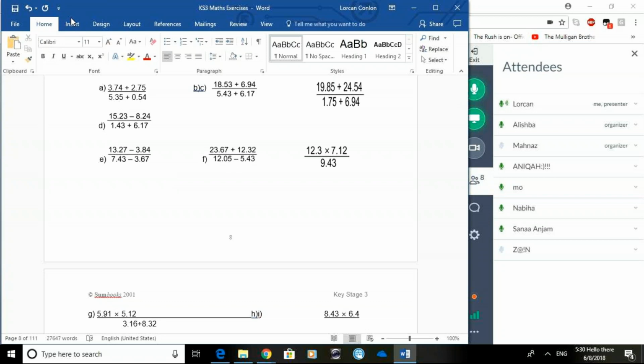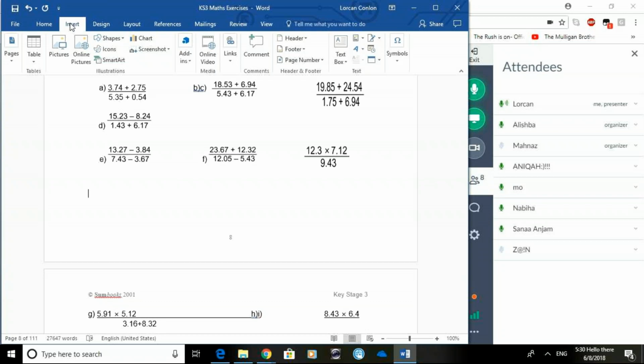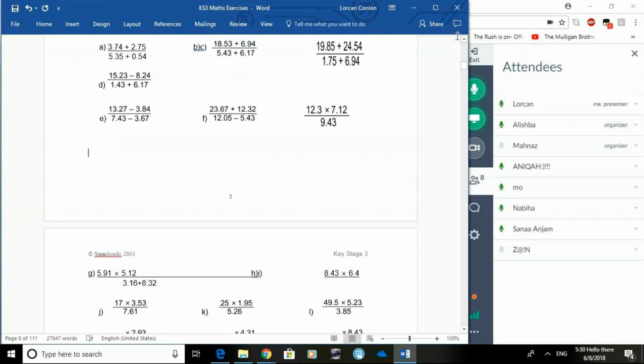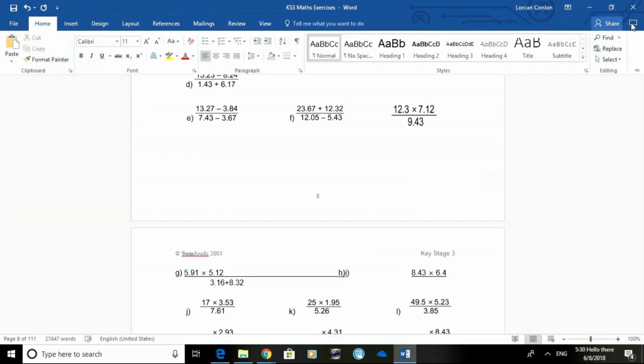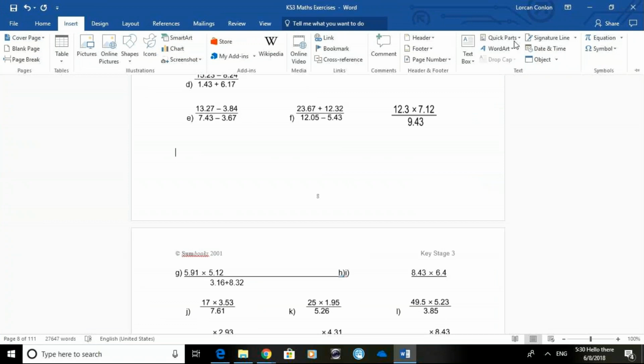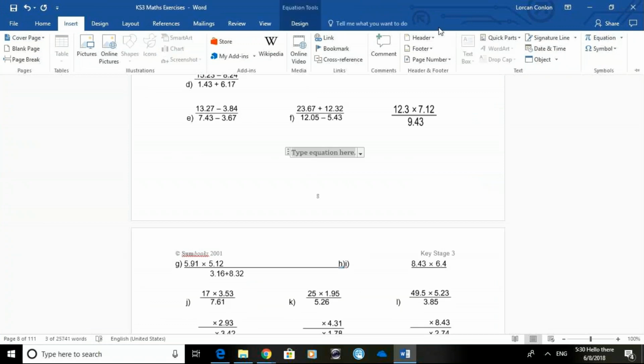Can I quickly ask a question? Can you simplify a fraction in your answer? Yeah. So if you get, for example, 8 over 4, you can simplify. If you try and picture it in your head, 8 over 4 is 2 over 1, or 4 over 8 you can simplify to a half.